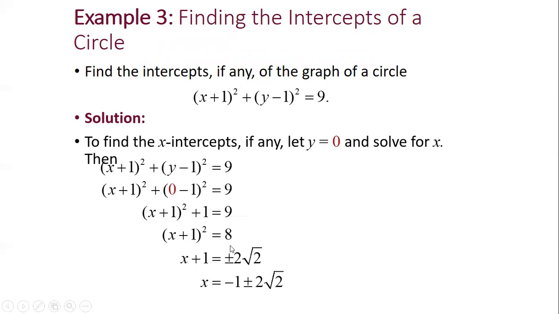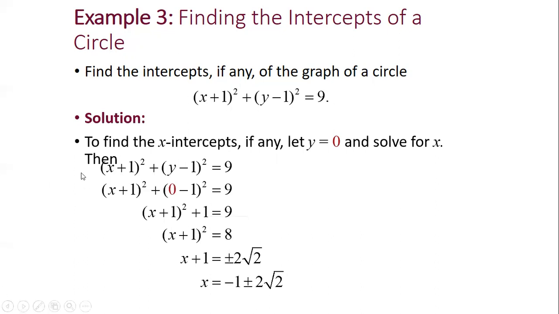Notice by doing it by hand, I can find my exact value, whereas by calculator, it's giving me an approximate value. So unless it's asking you for an approximate 0 or an approximate y-intercept, you are expected to complete it by hand. Does that make sense?